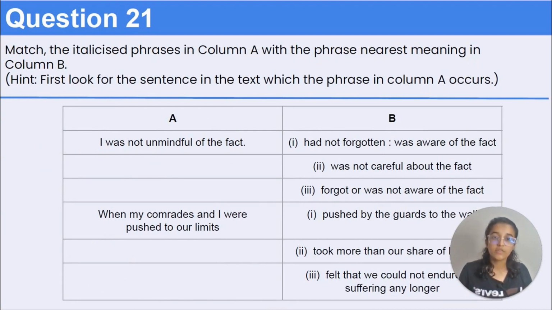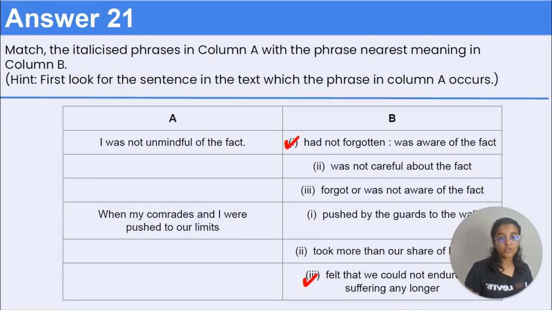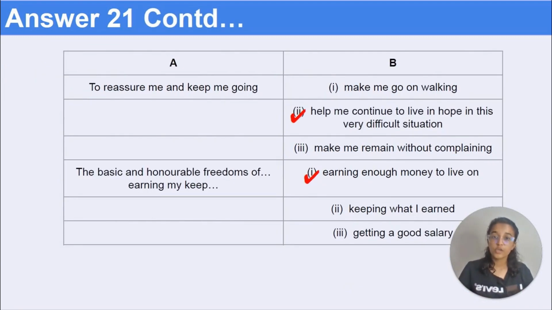Now we have to match with the nearest meaning. So I was not unmindful of the fact means I had not forgotten, I was aware of the fact. When my comrades and I were pushed to our limits means that we felt that we could not endure the suffering any longer. We were pushed to our limits. To reassure and to keep me going, that is, help me continue to live in hope in this very difficult situation. The basic honorable freedoms of earning my keep, that is, earning enough money to live on. So this is the meaning of all of these.